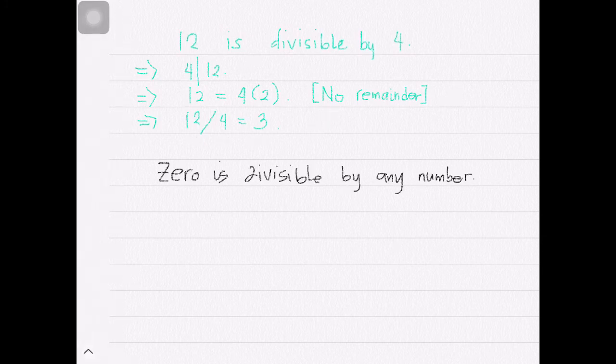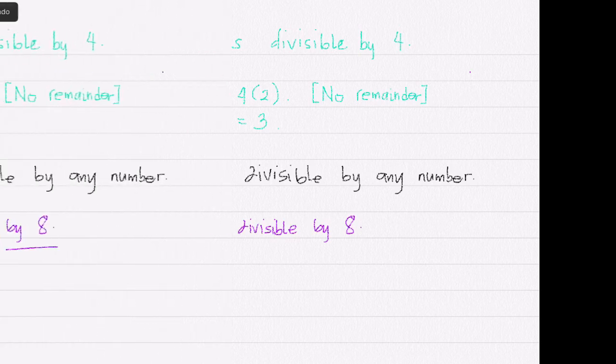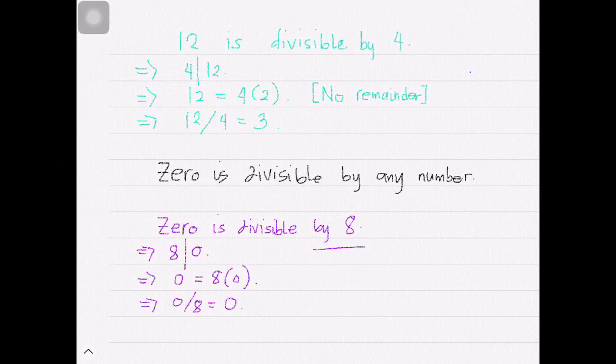So going back to our general rule, say 0 is divisible by 8. 8 divides 0. Since 0 can be written as 8 times something, which is in this case still 0. And lastly, 0 divided by 8 is equal to 0. That leaves us no remainder.